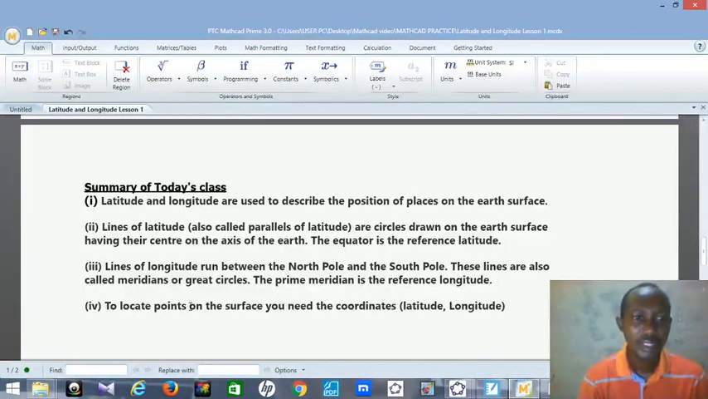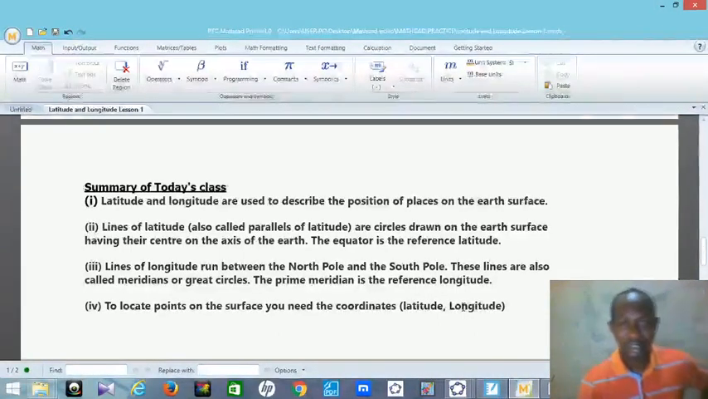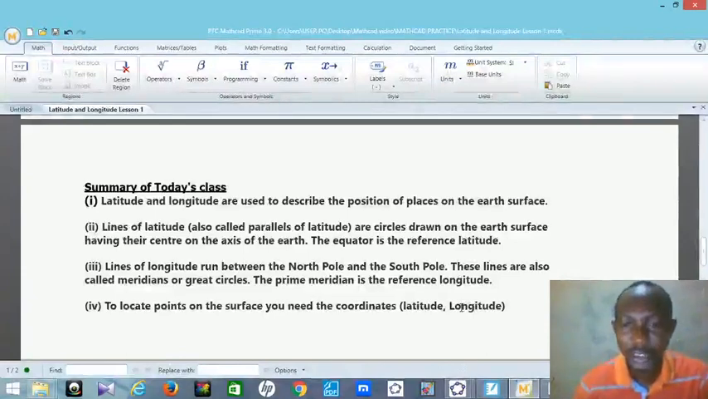Then finally, how do you locate a point on the Earth's surface? We do that by getting the two coordinates. The latitude will be given first before the longitude. Then with these two, you can locate any point. And after getting the point, calculation can begin from there, and that will be in our next class.